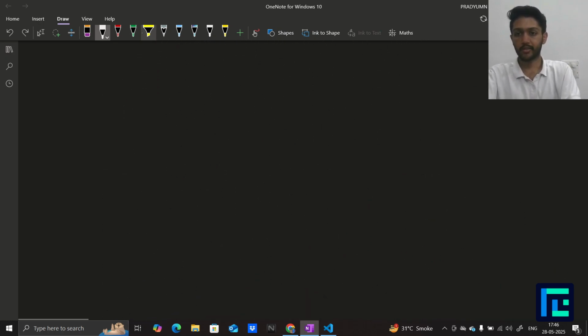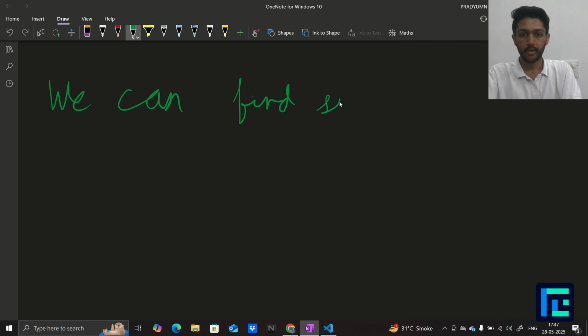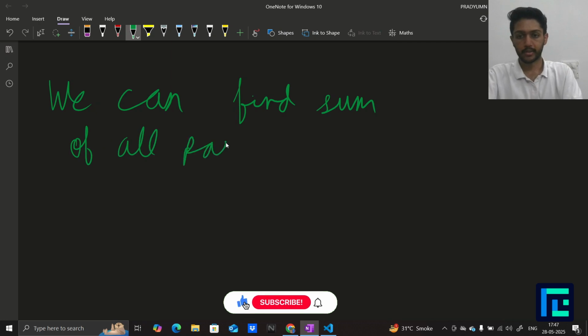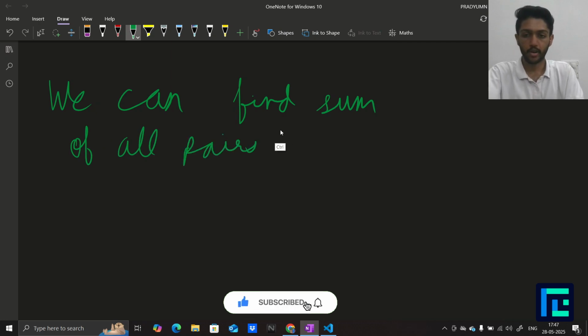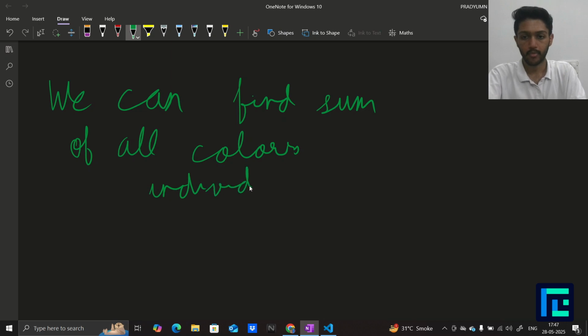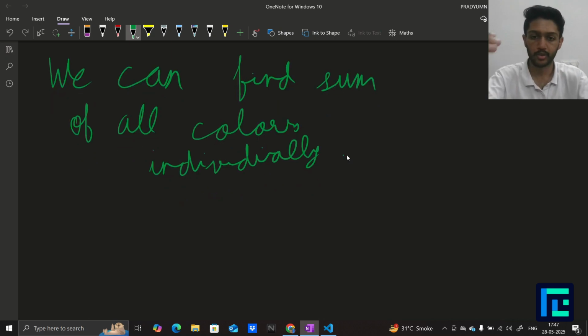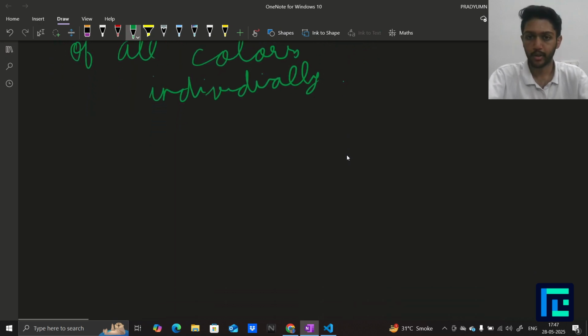So basically, we can find the sum of all pairs for all colors individually, right? So we have this thing sorted. So we basically need to calculate every color's answer. So let us see how to calculate the answer for a particular color.